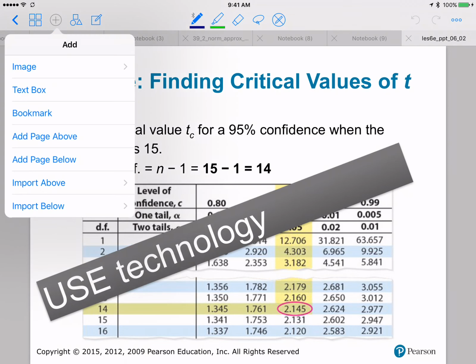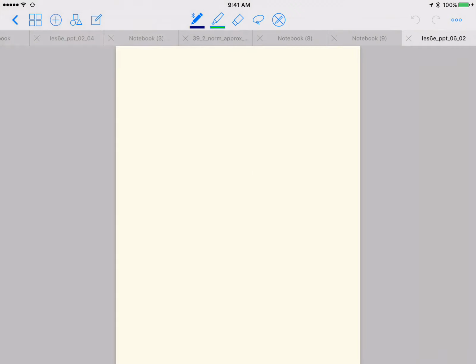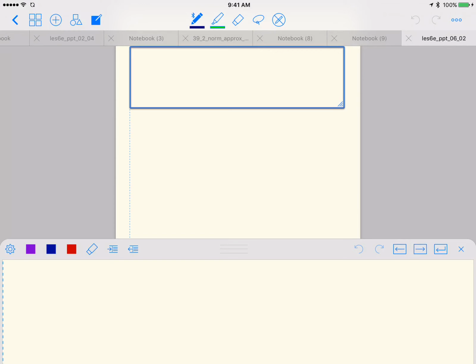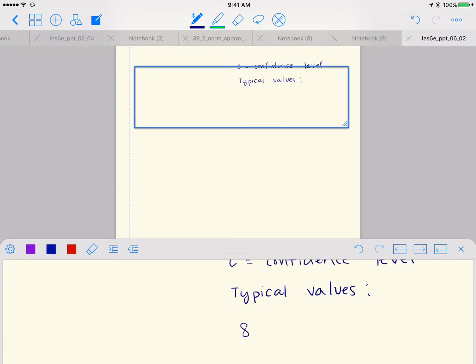Okay. Now, just like with section 6.1, we have critical values. Okay, and let me actually add a page above. And so with our critical values, here's the picture. The picture is you have a confidence level that you're given. So C is a confidence level. Typical values for C, as we said in class, are 80%, 90%, 95%, 98%, 99%.